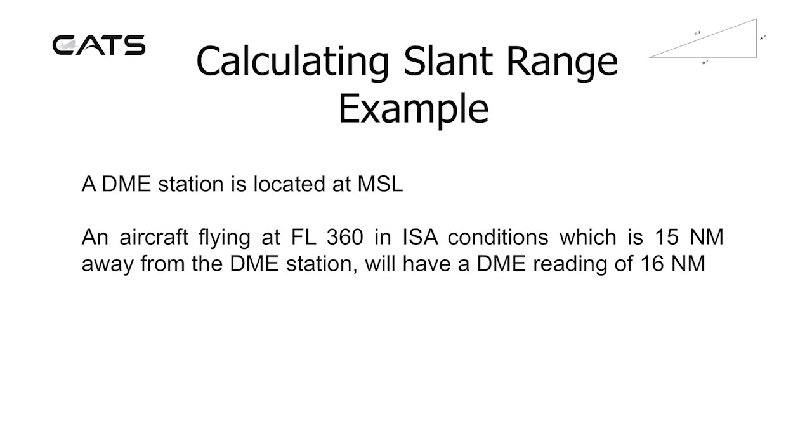Calculating slant range example. A DME station is located at mean sea level. An aircraft flying at flight level 360 in ISA conditions, 15 nautical miles away from the DME station, will have a DME reading of 16 nautical miles.